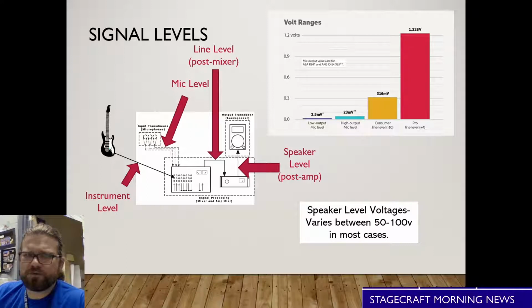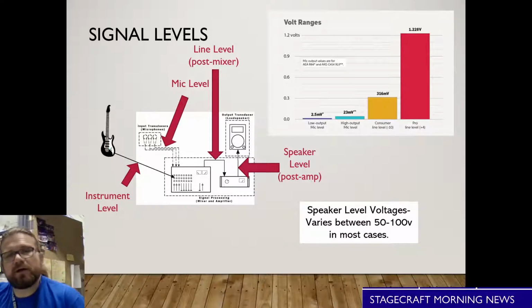And then from the mixer, the output is line level. So you've got instrument and mic level going to the mixer, very low, but then the mixer bumps that up to line level. And you can see there's a difference between consumer and pro. Pro is a lot higher, a little bit more stable signal coming out of there. And then post amplifier, you'll have your speaker level, which can exceed 50 to 100 volts. So your pro line level is about 1.228 volts over there, and then speakers can be at least 50 to 100. So big jump. But know the signal levels.